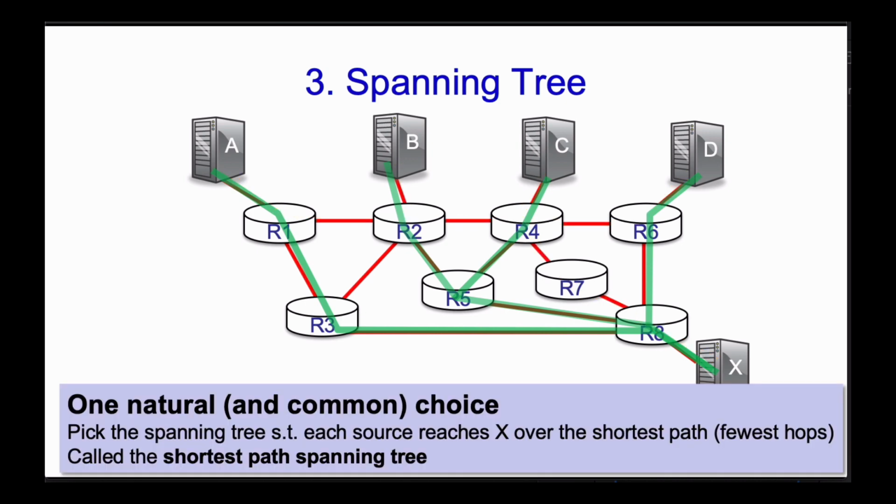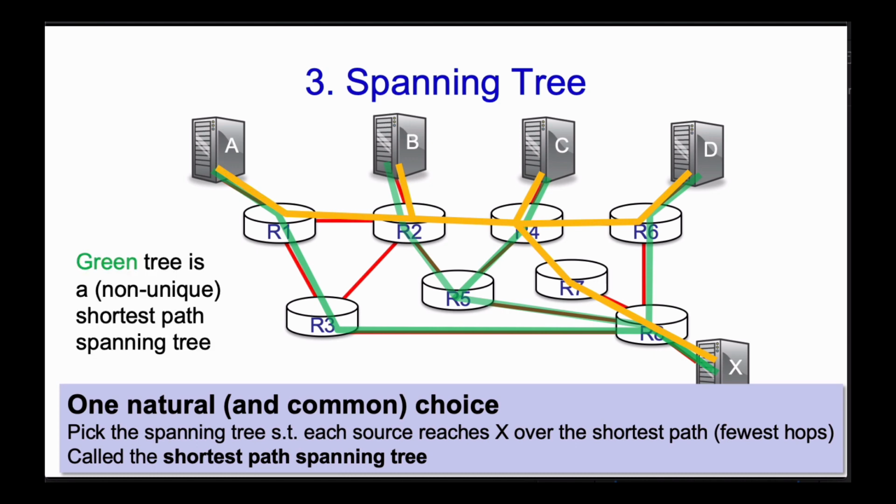One natural and common choice is to pick the spanning tree such that each source reaches X over the shortest path, which means the path with the fewest hops. We call this the shortest path spanning tree. Of the two spanning trees in our example, the green tree is a shortest path spanning tree. Note that it's only one of the shortest path spanning trees. There are actually several of them. We still have to choose from amongst several.